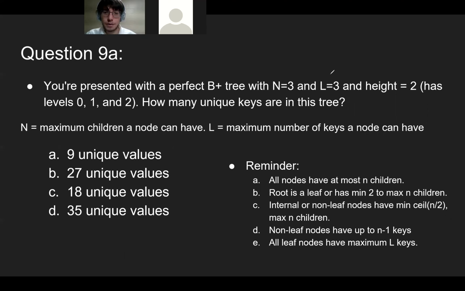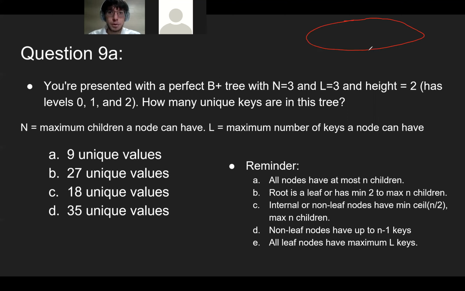So we calculate this for a B plus tree like this. First of all, notice l equals 3. L is the maximum number of keys in a leaf. And n equals 3, so it's a perfect tree. n is the number of children every node has, and n minus 1 is the number of keys that each internal node has. That makes sense. So let's try and figure this out.